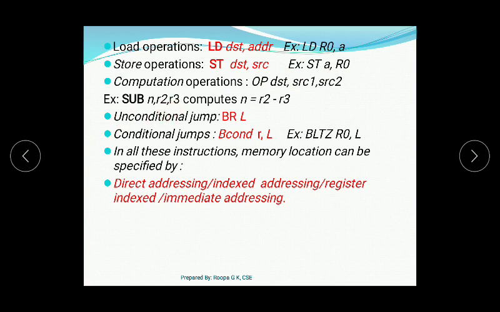Unconditional jump: BR for branch, L for label, branch to label. Conditional jump: branch on condition R, L. Consider the example BLTZ, branch less than 0, R0, L. The meaning is, if the contents of R0 are less than 0, then go to label L. Branch if and only if the contents of R0 is less than 0.